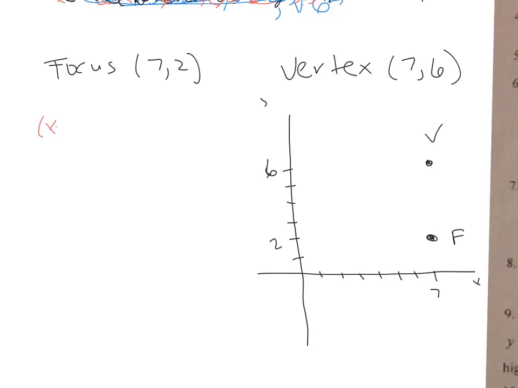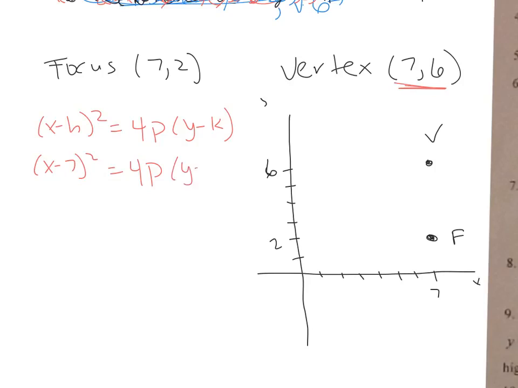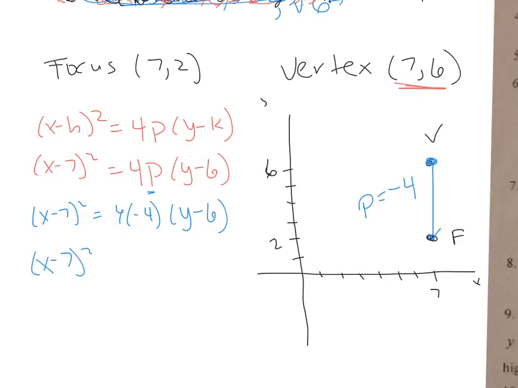So here's my equation, (x minus h) squared is equal to 4p times (y minus k). I actually have h, k, that's my vertex. So just remember to plug it in with the opposite sign. So it's (x minus 7) squared equals 4p times (y minus 6). Now I need the p-value. Remember, p is the distance from vertex to focus. Since I'm moving down, my p is going to be negative. It's moving down 4 units, so it's negative 4. So (x minus 7) squared is equal to 4 times negative 4 times (y minus 6). So (x minus 7) squared is equal to negative 16 times (y minus 6).